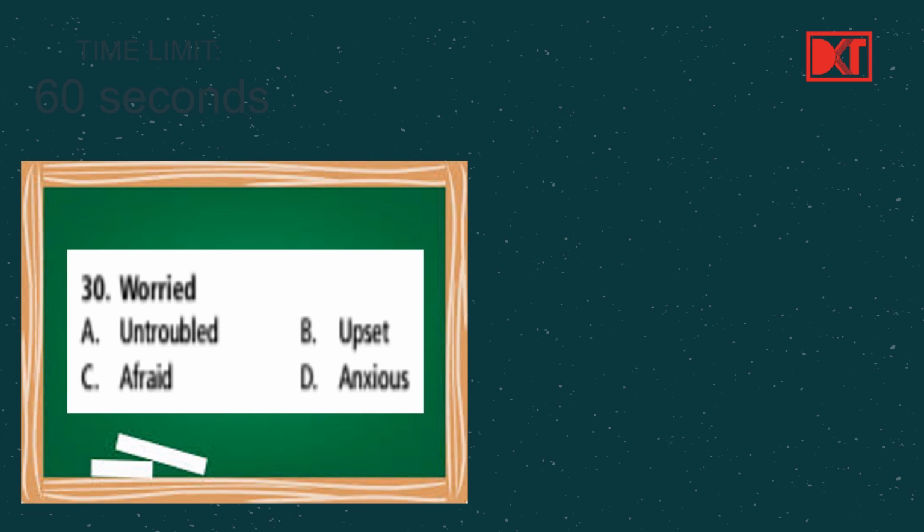Okay, so the next word is worried. Here the options are A. Untroubled, B. Upset, C. Afraid, D. Anxious. Now here, pretty easy, I think. The correct answer is A. Untroubled.